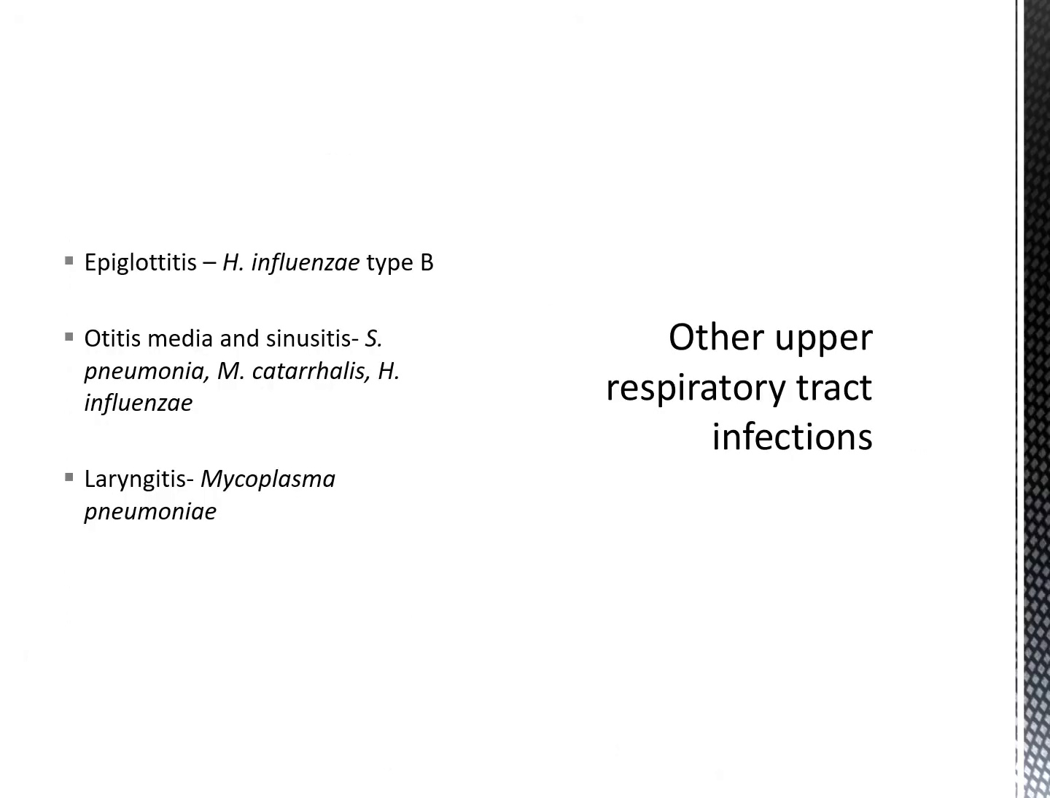Now, it's not just Strep A that causes upper respiratory tract infections. There are other organisms that can cause respiratory tract infections as well, including Haemophilus influenzae type B that can cause epiglottitis. We can have otitis media and sinusitis, and those are caused by Streptococcus pneumoniae, Moraxella catarrhalis, and Haemophilus influenzae. And then you can also have laryngitis, and that is often caused by Mycoplasma pneumoniae, which we're going to talk about in a later unit.